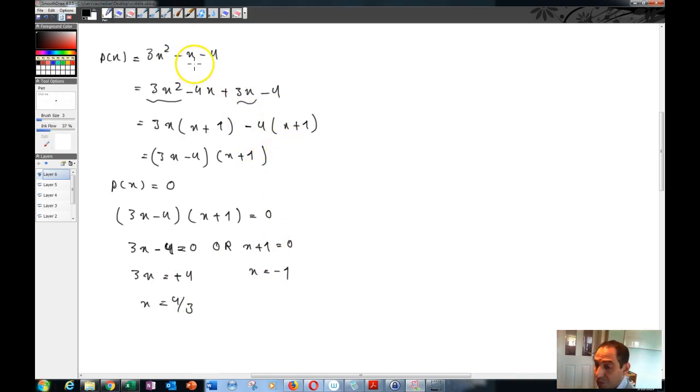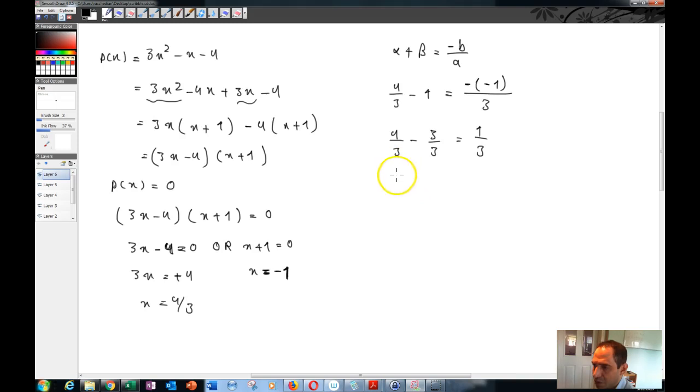Now, in order to find the relationship between the zeros and the coefficients here, we said that, for example, alpha plus beta is equal to minus b by a, and that's 4/3 plus negative 1, which is 4/3 minus 1, equal to negative b by a, which is equal to 1/3. Now I can write this as 4/3 minus 3/3, which is equal to 1/3. So this one holds here.